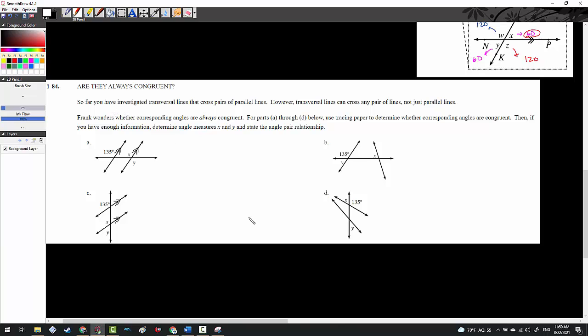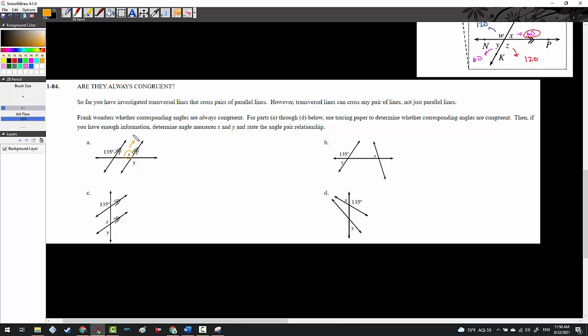says, so far you've investigated transversal lines that cross pairs of parallel lines. However, they can cross any lines. So Frank wonders whether or not the corresponding angles are always congruent, and we're going to find out if they are or not. Now remember, look at the arrows here. The arrows here indicate parallelness. So that means that we are being cut by a transversal, which means we've got some congruent angles here.